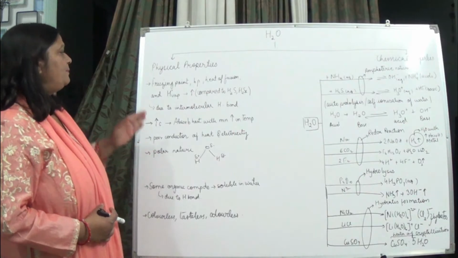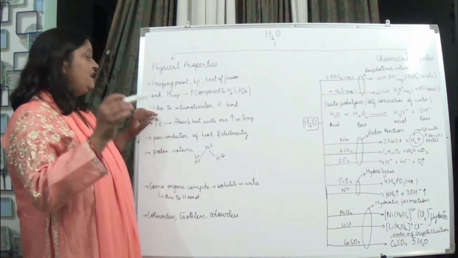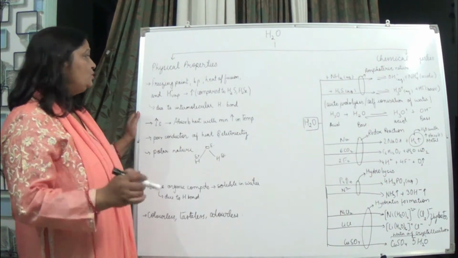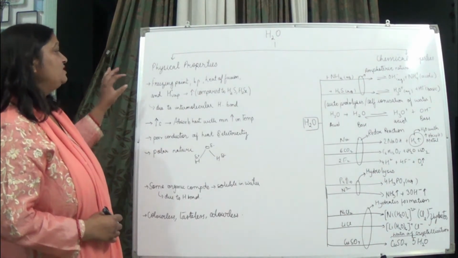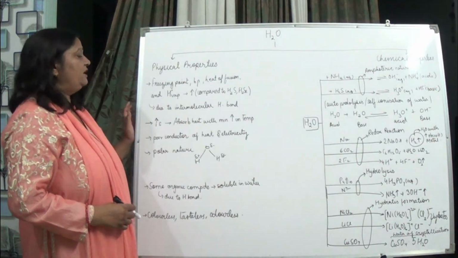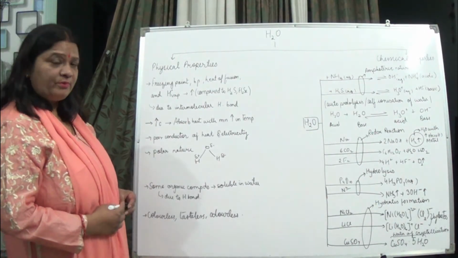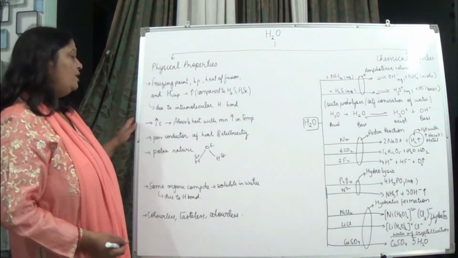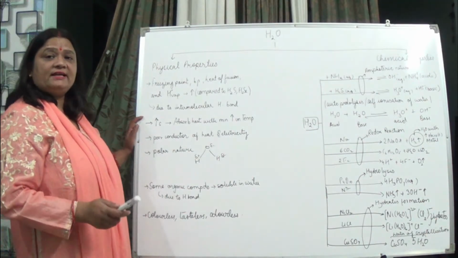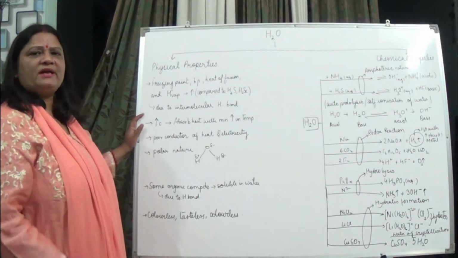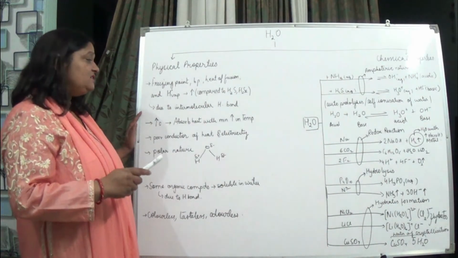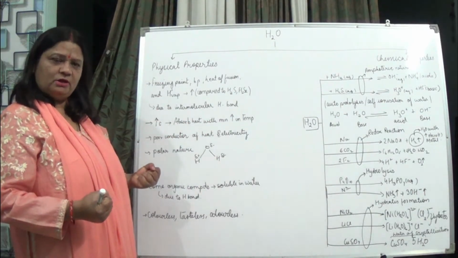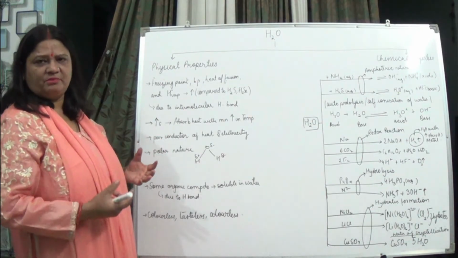Actually here we are seeing intermolecular hydrogen bonds, and due to these intermolecular hydrogen bonds, the freezing point, the boiling point, the heat of fusion and the heat of vaporization become more in the case of water than H2S. Second, the specific heat capacity of water is too high, due to which it can absorb a tremendous amount of heat with minimum rise in temperature.